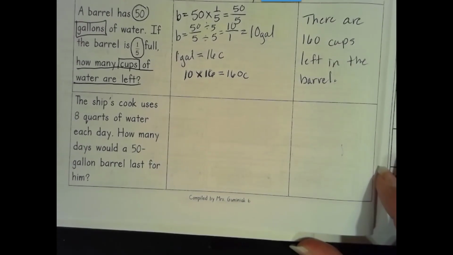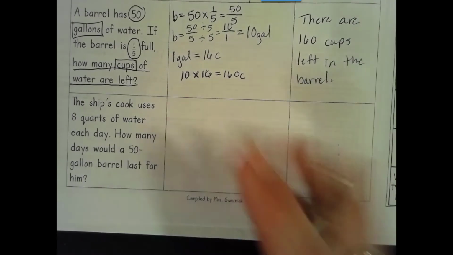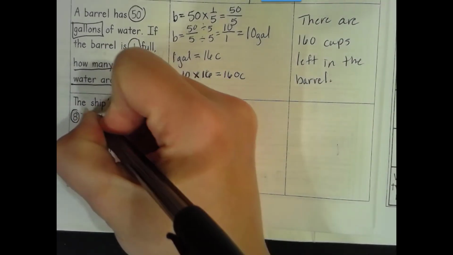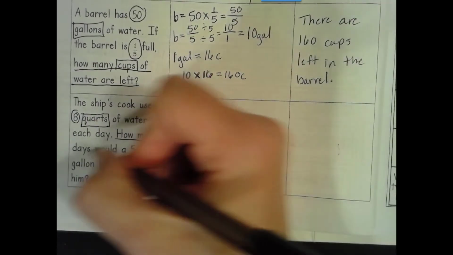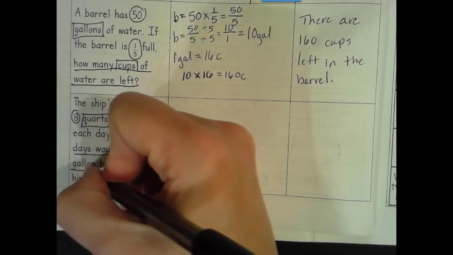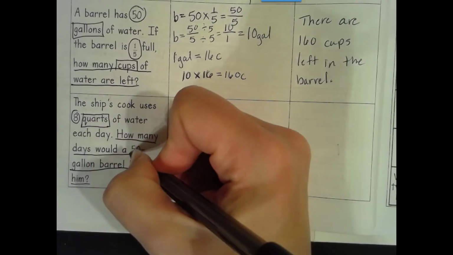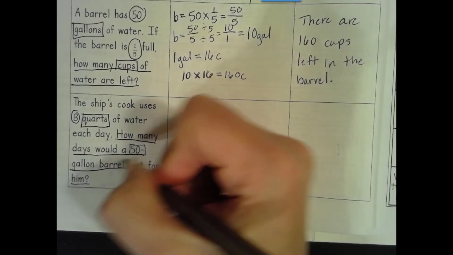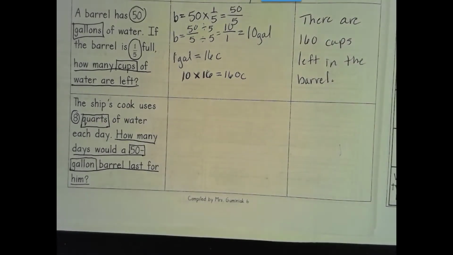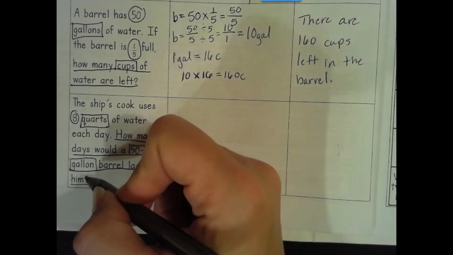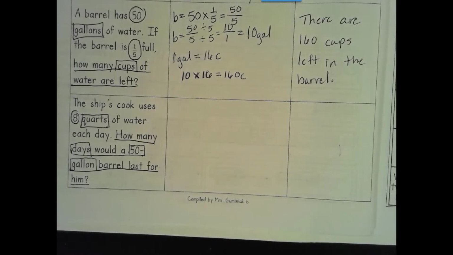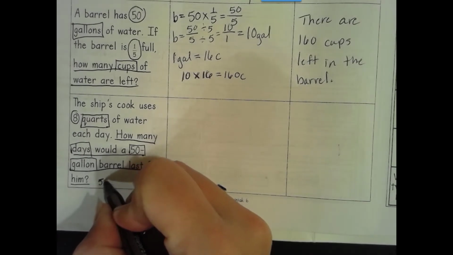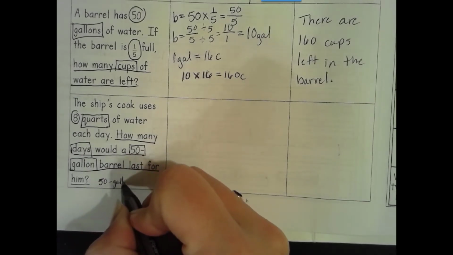Okay, our last question here. The ship's cook uses 8 quarts of water each day. How many days would a 50-gallon barrel last for him? So 50 gallon. How long? So we're looking at how many days. Total amount of days is what we're looking for. So we do know the total. 50 gallons total.